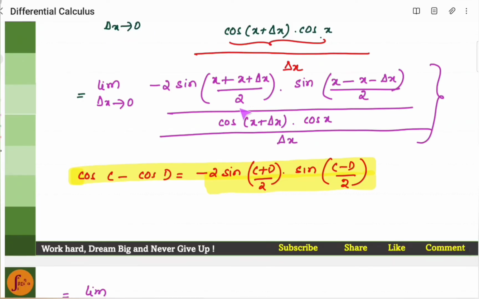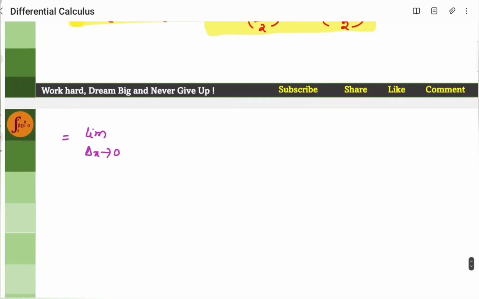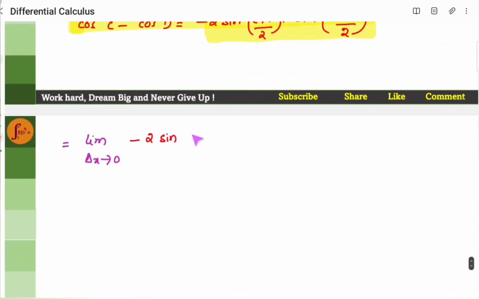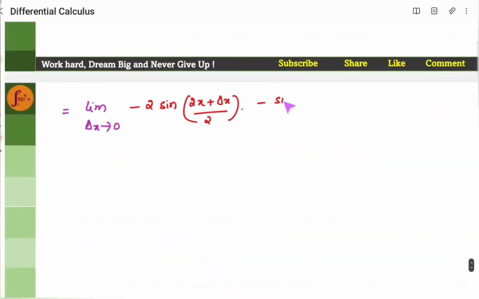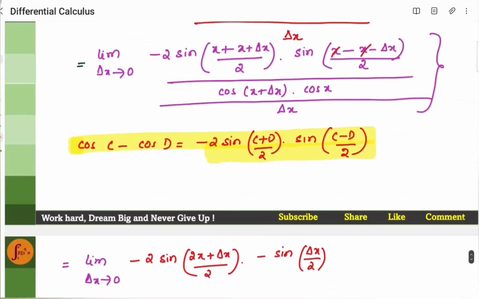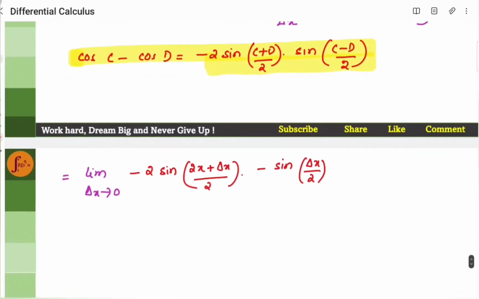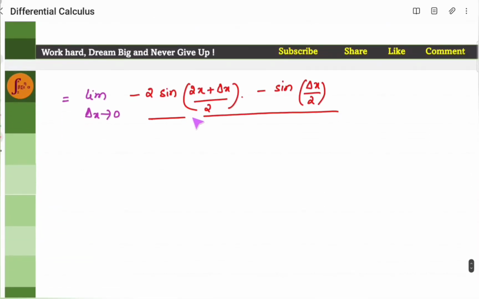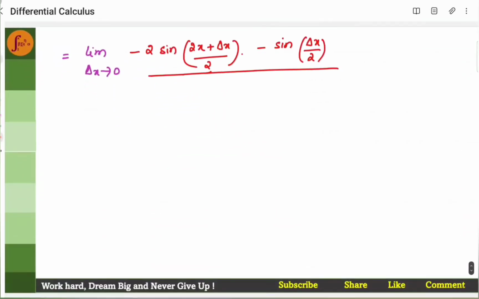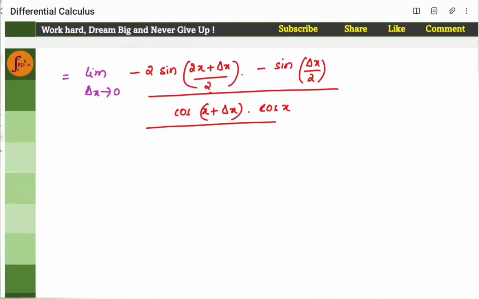So this is nothing but limit delta x tending to 0. This will become 2x plus delta x by 2. Here x and x will get cancelled. So we'll write this as minus 2 sine of 2x plus delta x by 2 into sine of minus delta x by 2. Here it's minus delta x. I'll bring minus outside. So sine of minus delta x is nothing but minus sine of delta x by 2, by cos of x plus delta x into cos x by delta x. Now I can assume that there is 1 over here and then I shift it on top. I take the reciprocal now.